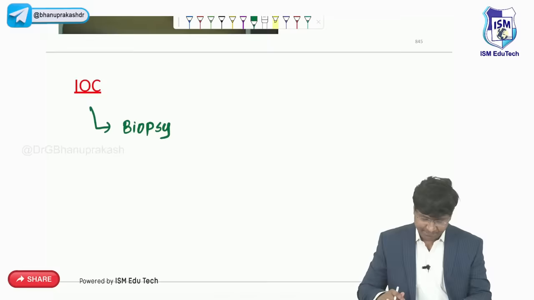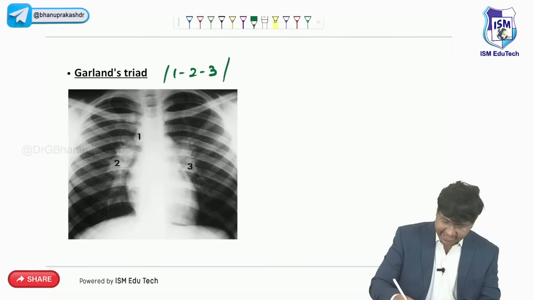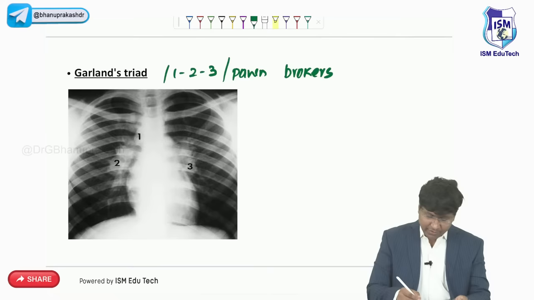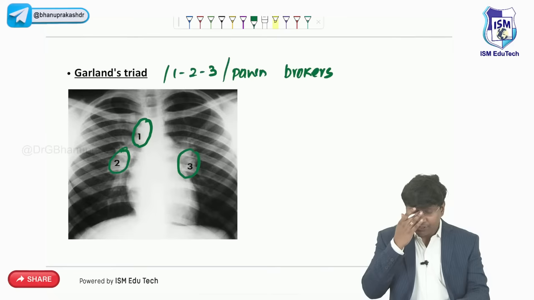And you should know what is called Garland's triad. There are many names for this. It is also called the 1-2-3 sign, and also the pawnbroker sign. So what exactly will you see in this? You will have bilateral hilar lymph node involvement, and apart from that, you also have right paratracheal lymph node involvement. So that is what is called Garland's triad, or 1-2-3 sign, or pawnbroker sign.